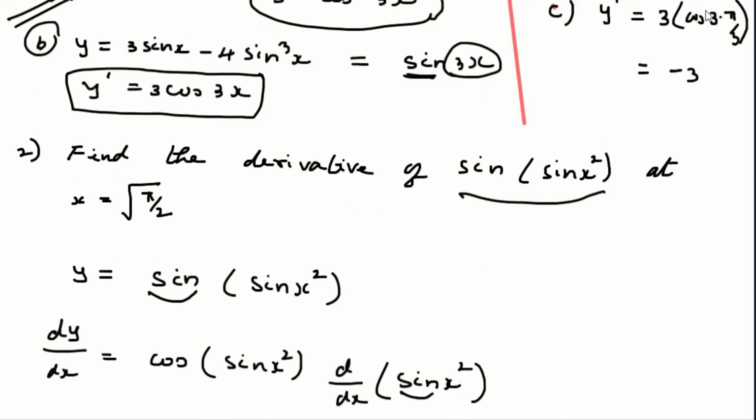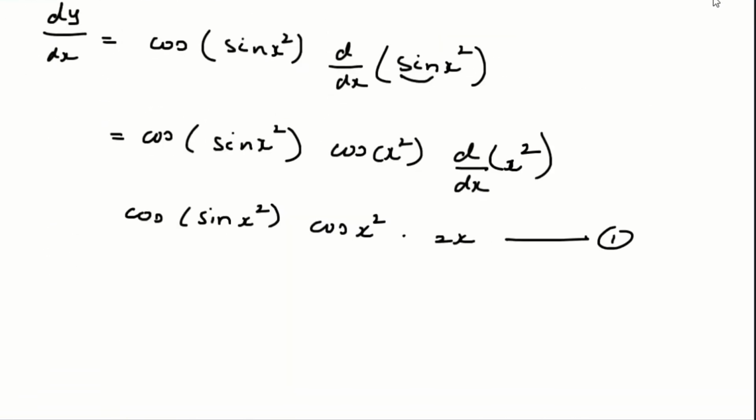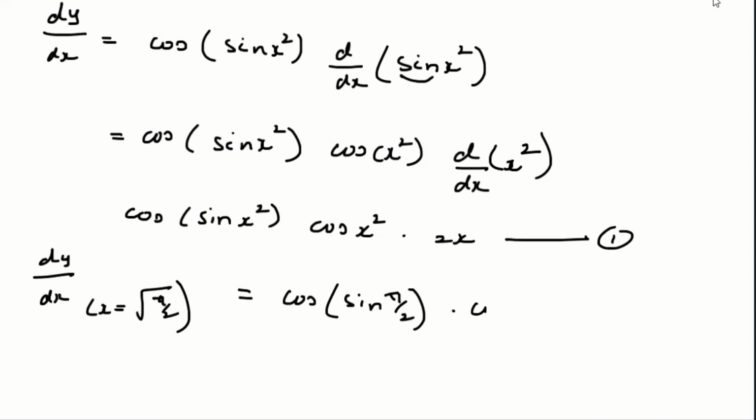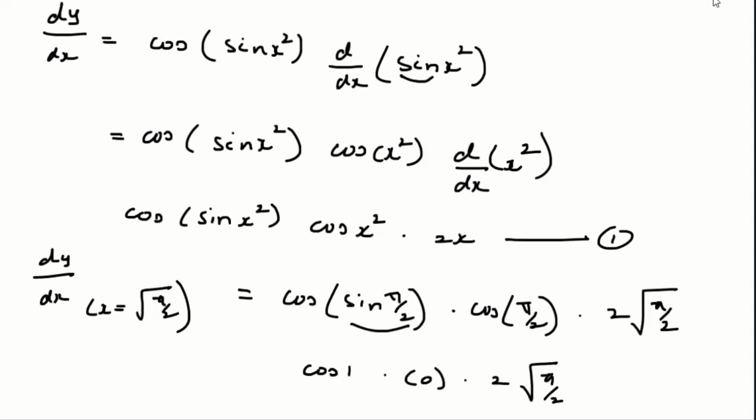Now he is asking you when x is root pi by 2, what is the answer? So dy by dx at x is equal to root over pi by 2 is cos of sine of pi by 2, into cos of pi by 2, into 2 into root over pi by 2. So sine pi by 2 is 1, so this is cos 1. Cos pi by 2 is cos 90, which is 0, into 2 root pi by 2, which is 0, because any number multiplied by 0 gives 0. So this is the final answer.